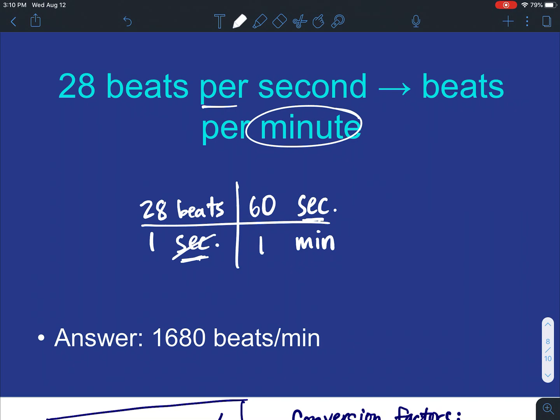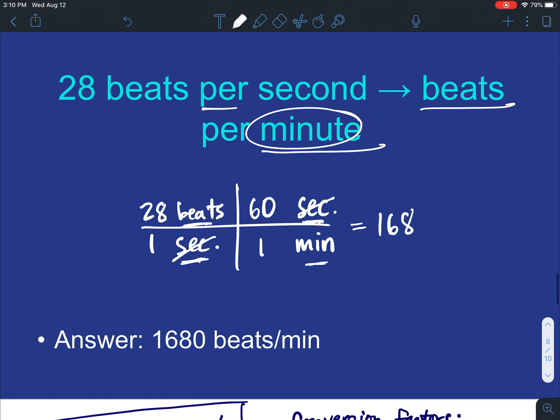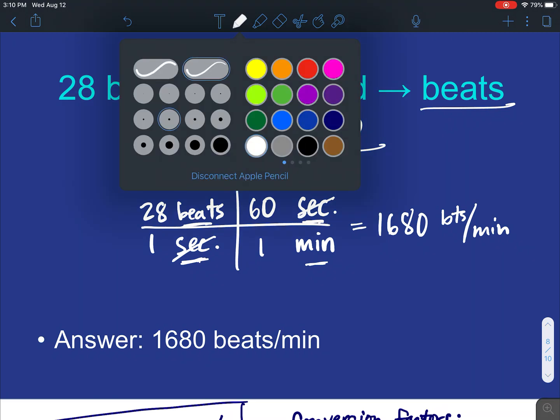Okay, I check and I make sure seconds cancel. I'm left with beats on top, minutes on bottom, and that works with what I was given here, beats on top, minutes on bottom. So I have set this up correctly. So I'm going to do 20 times 60 divided by 1, and that gives me 1,680 beats per minute. Okay, hopefully this is making sense.